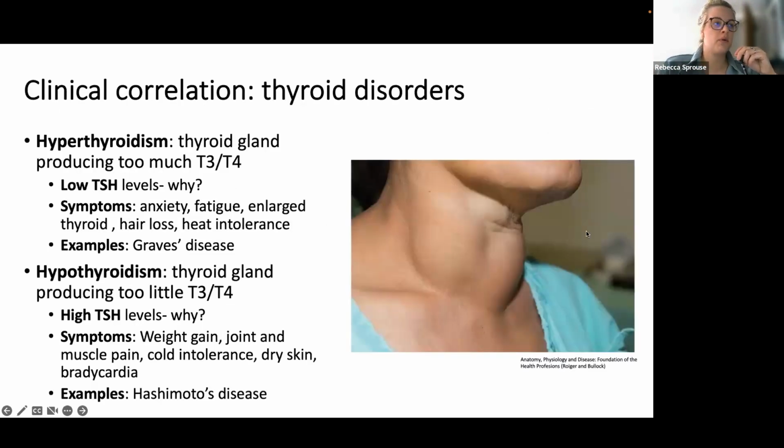So examples, hyperthyroidism and hypothyroidism. So hyperthyroidism is when your thyroid is overproductive. And so your thyroid gland is producing too much T3, T4. Now, that causes low TSH levels. And why would that be? Think about that for just a second. If you have too much T3, T4, why would your TSH levels be low?